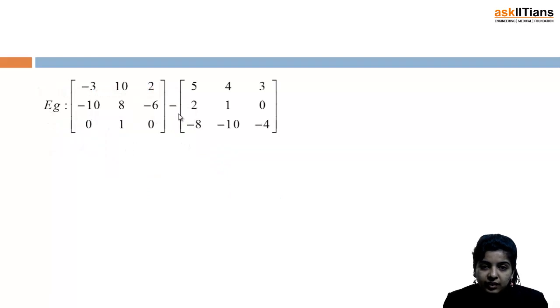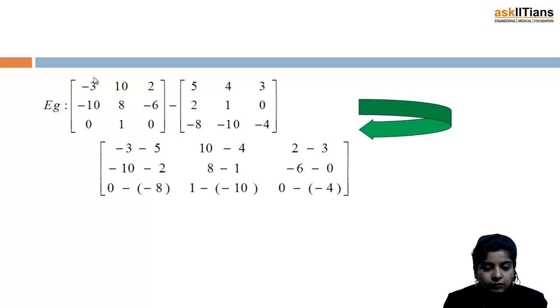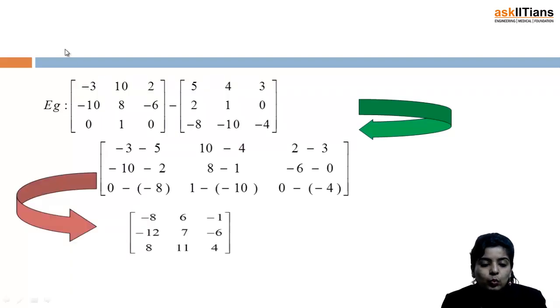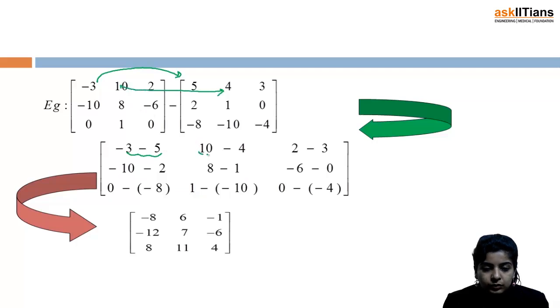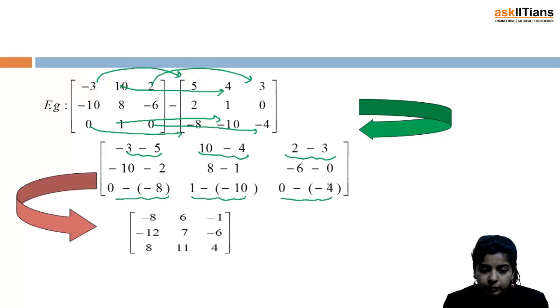Next, we have an example for subtraction of matrices. As we did in case of addition, similarly we'll do in case of subtraction. We just need to subtract the corresponding elements. So I do minus 3 minus 5, then 10 minus 4, this is the second element, and 2 minus 3, this is the third element. Similarly, 0 minus minus 8, right? Now 1 minus minus 10 and 0 minus minus 4. This gives me this matrix, which is a simple answer.